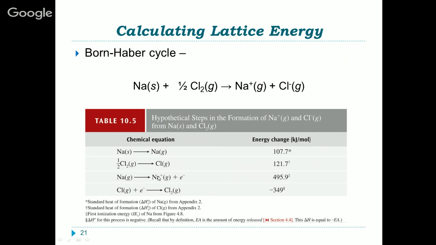Sodium becoming sodium plus. What is this? This is an ionization energy. Chlorine accepting an electron is the electron affinity. So these are the energy values that are associated with forming sodium chloride. If I add all of these up, then I end up with what the lattice energy is for sodium chloride.